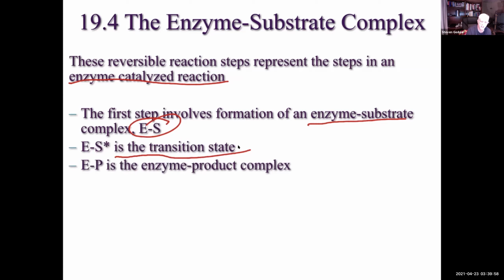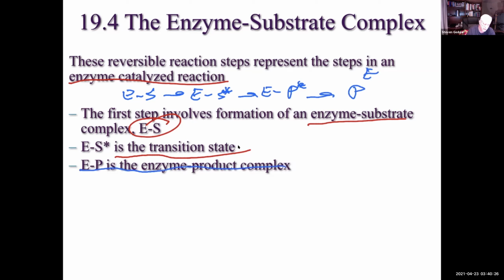Enzyme product is the enzyme product complex. So you have this enzyme substrate. Let's write right here. The enzyme binds to your substrate. Then it starts to change. Enzyme substrate starts to modify, and it starts to turn into an enzyme product. And then it's going to separate into the product, releasing your enzyme back. So when they're bound, they change.